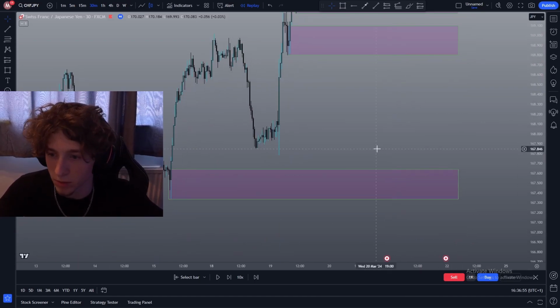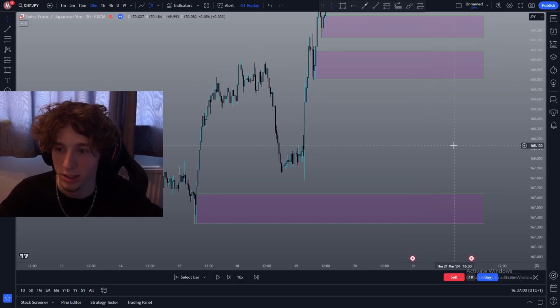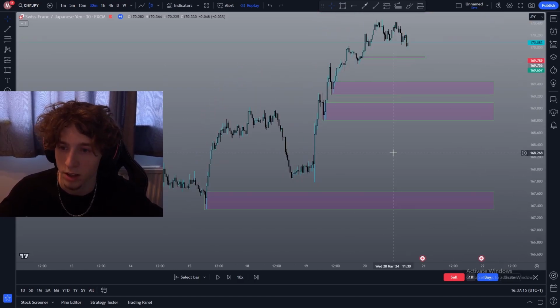Then we have the bottom zone. I'll go through this next. Realistically, this is the most ideal of the zones. This is because this zone has the exact same qualities as the others.